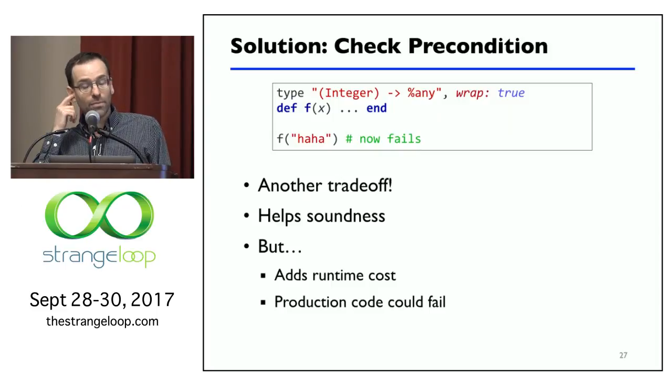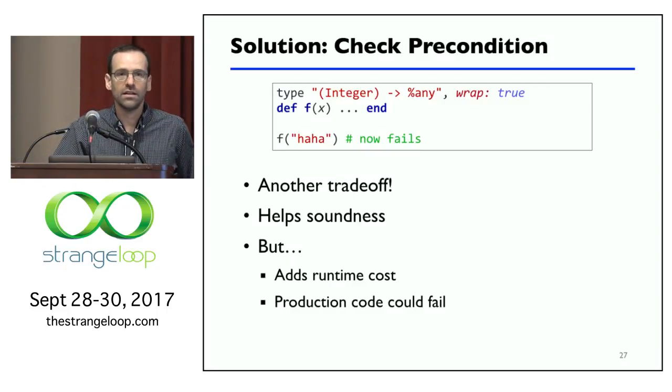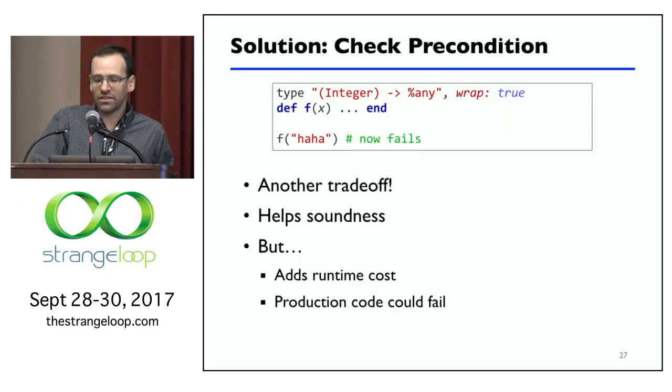So we can solve that problem in RDL by adding this wrap annotation. So if you set wrap to true in the arguments of type, it will actually treat the type as a contract, and it will dynamically enforce that the argument has to be an integer and the result has to be any. So that's good because it helps soundness, but it's bad because it adds runtime cost, and it means your production code might fail. So again, this is one of these sticky issues where there's no clear answer one way or the other.